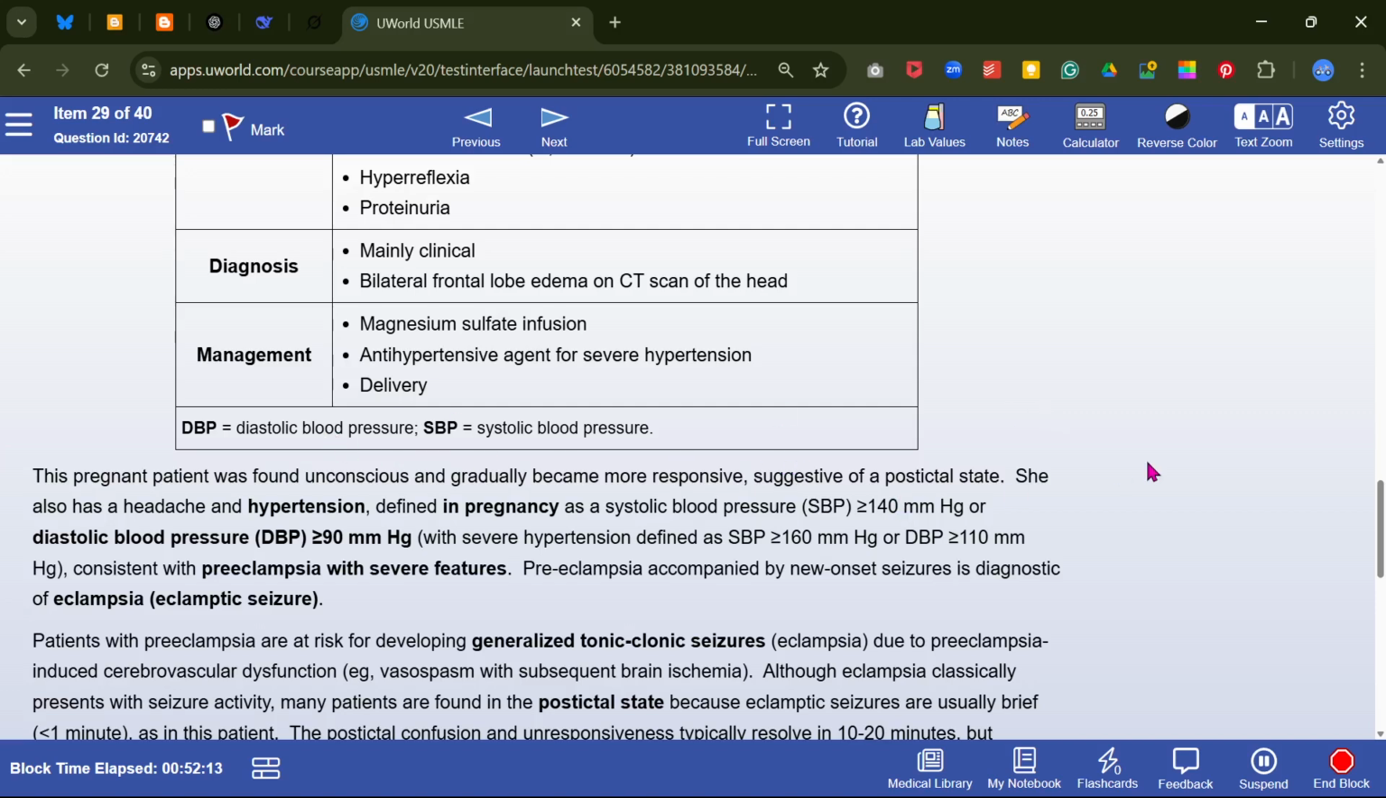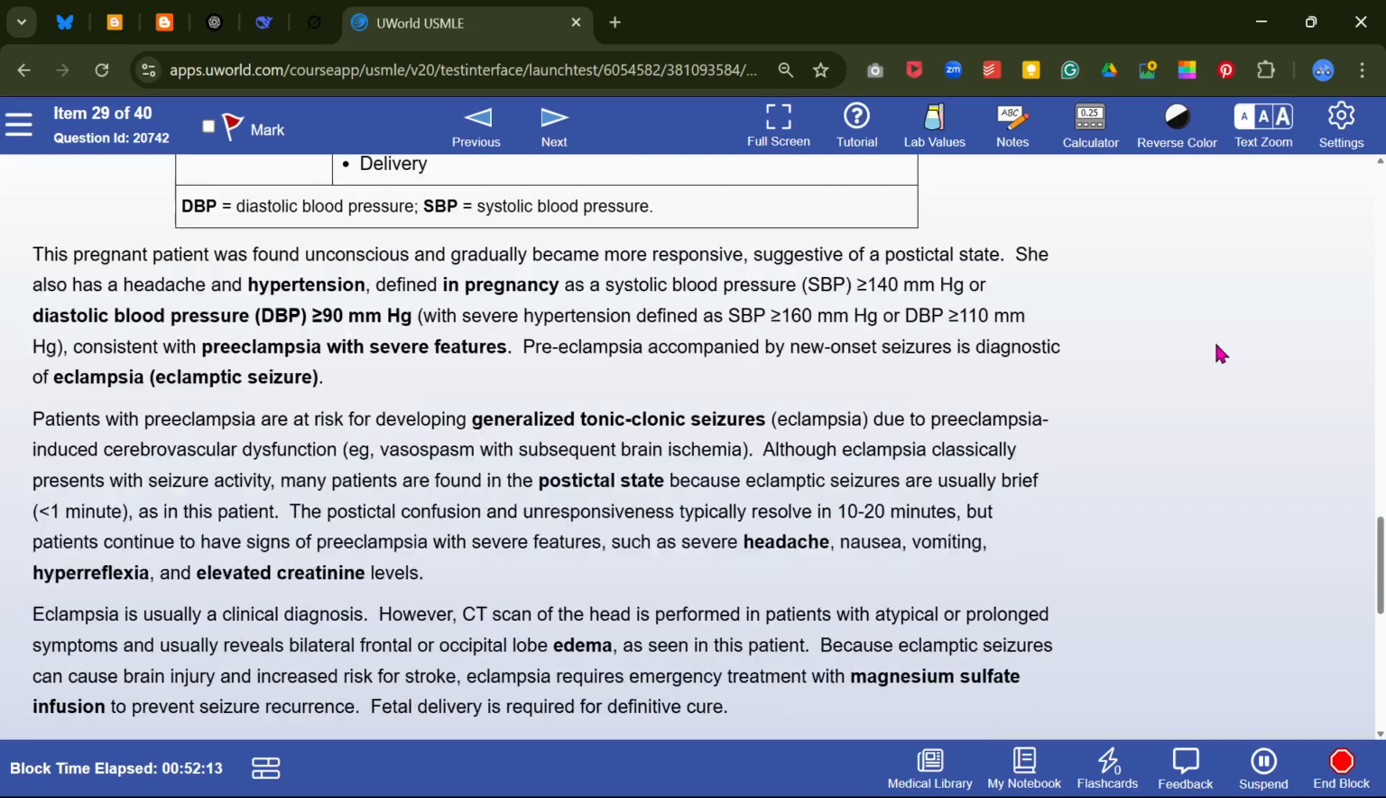This patient was found unconscious and gradually became more responsive, suggestive of post-ictal state. She also has a headache and hypertension, defined in pregnancy as systolic blood pressure more than 140 and diastolic more than 90 millimeters of mercury, with severe hypertension defined as systolic more than 160 or diastolic more than 110, consistent with preeclampsia with severe features. Preeclampsia accompanied by new-onset seizure is diagnostic of an eclamptic seizure.